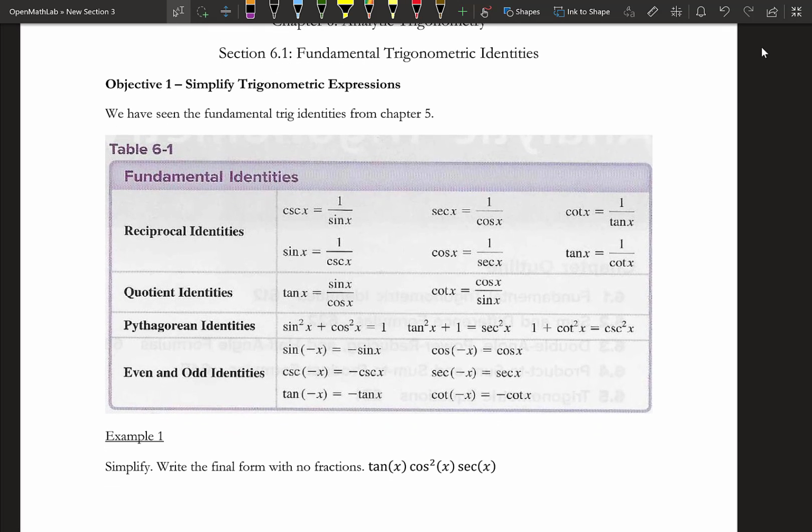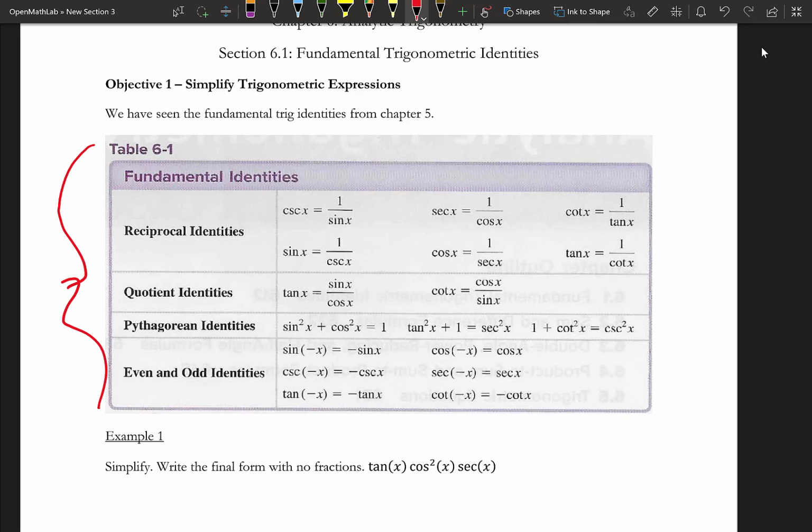So I have here just a table. These are the fundamental trig identities that we've seen from chapter 5, in a nice table format. We have the reciprocal identities, quotient identities, Pythagorean identities, and also these even odd identities. So you want to make sure that you know these identities.